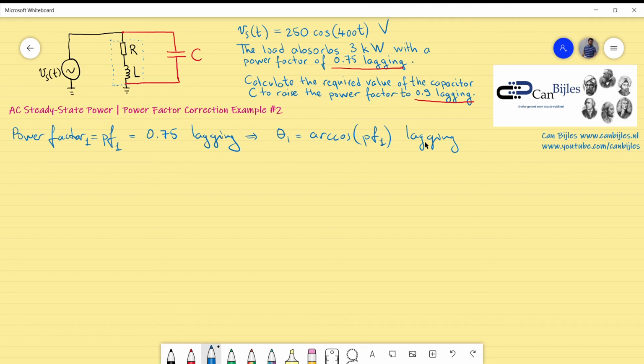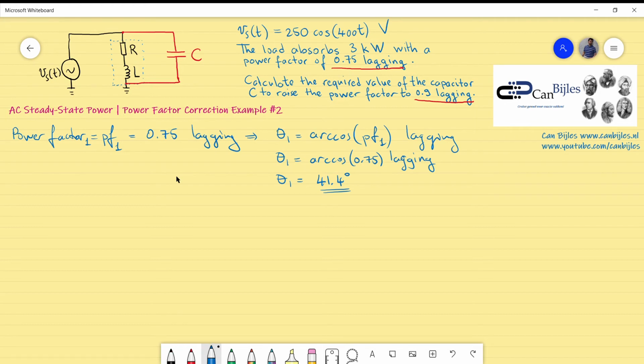So what we get is the following. If I substitute the value, arc cosine of 0.75, again lagging, which is very important, I will have a phase of approximately 41 degrees, so 41.4 degrees. There is also a real power given, the true power, the dissipated power in this load without the capacitor. This is also our initial condition.